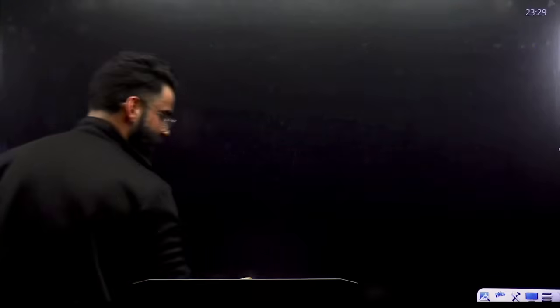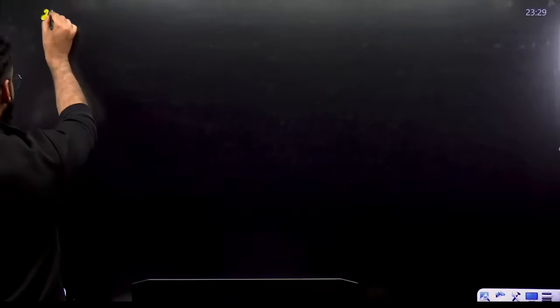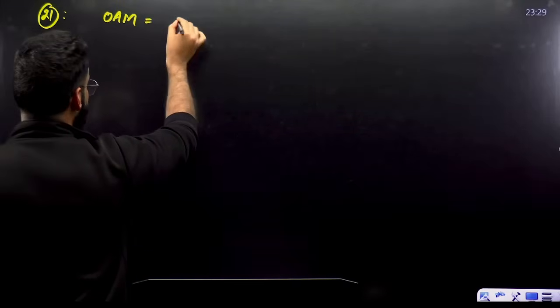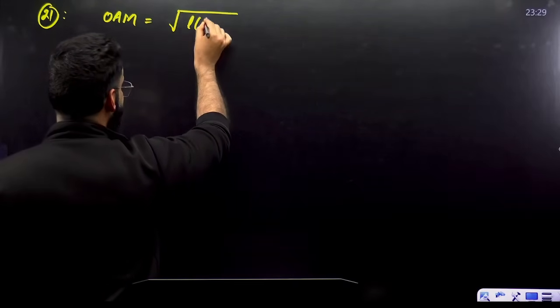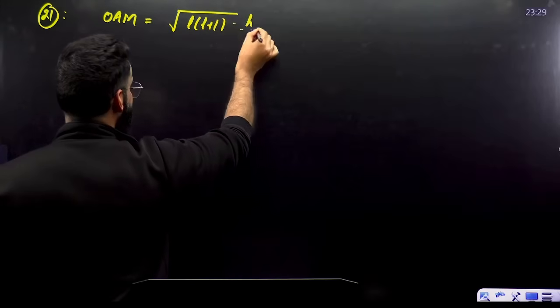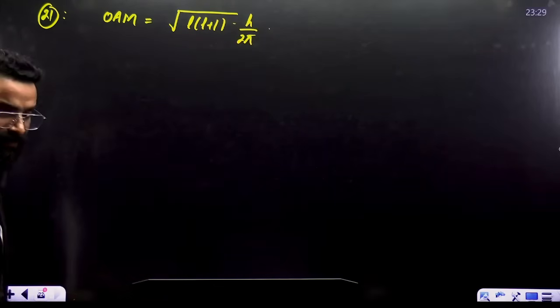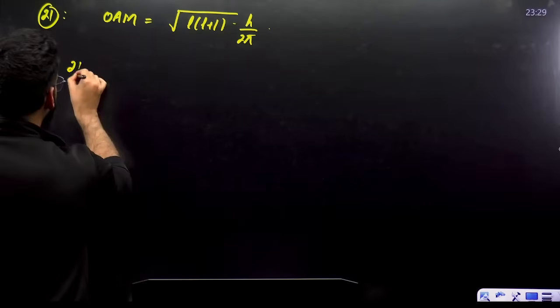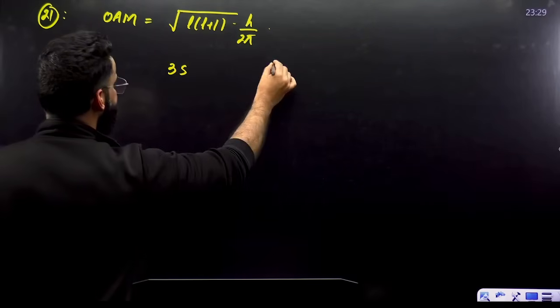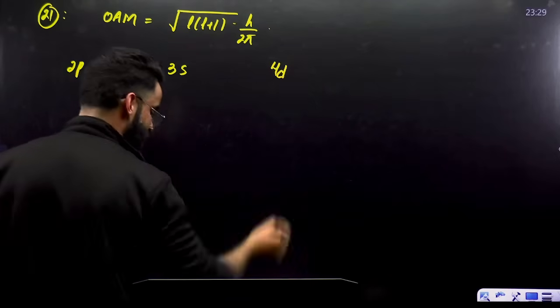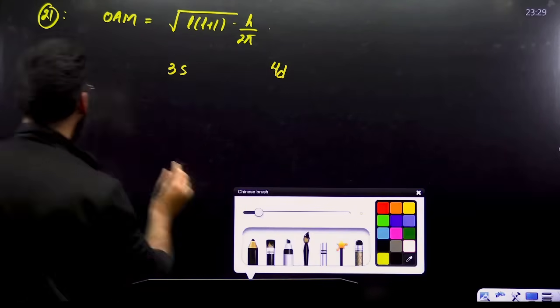My dear students, one more concept which I'll be discussing here. What is that? That is orbital angular momentum. How do we calculate orbital angular momentum? That's under root of L into L plus 1 multiplied by h upon 2 pi. This is a direct formula by means of which you calculate orbital angular momentum. They can give you, for example, 2p. They can give you 3s. They can give you 4d. And they can ask you, calculate their orbital angular momentums. How do you calculate orbital angular momentums?